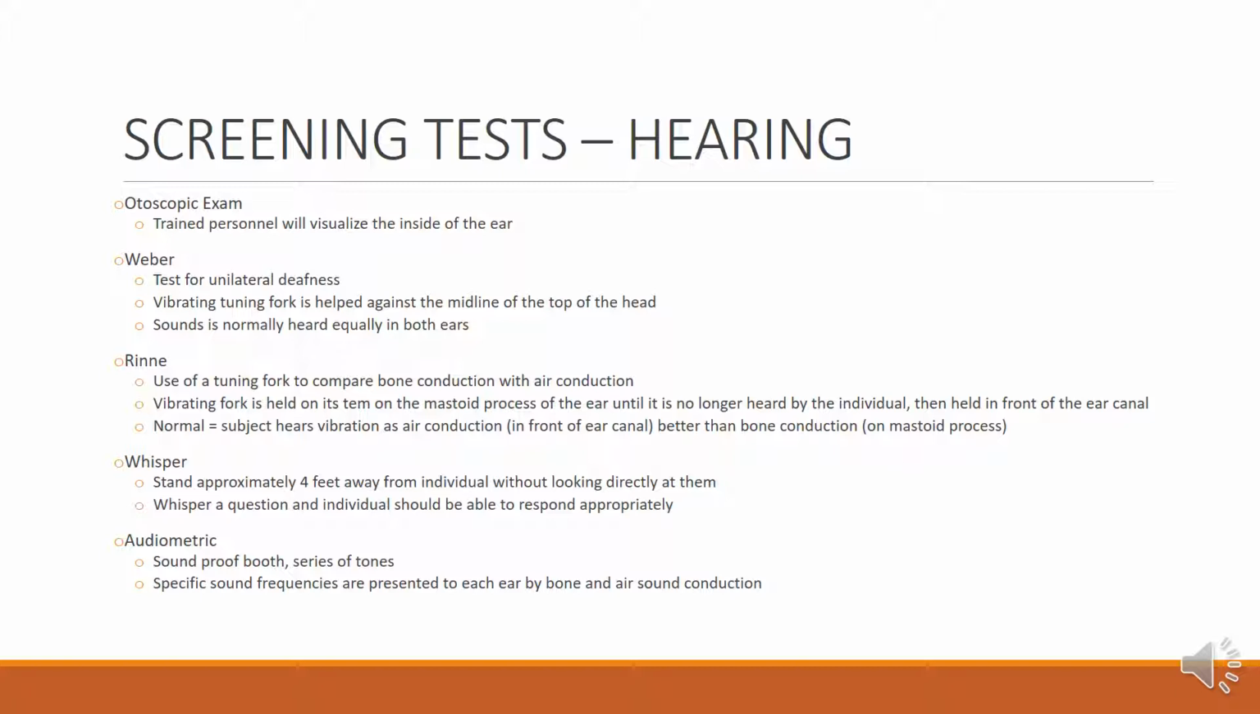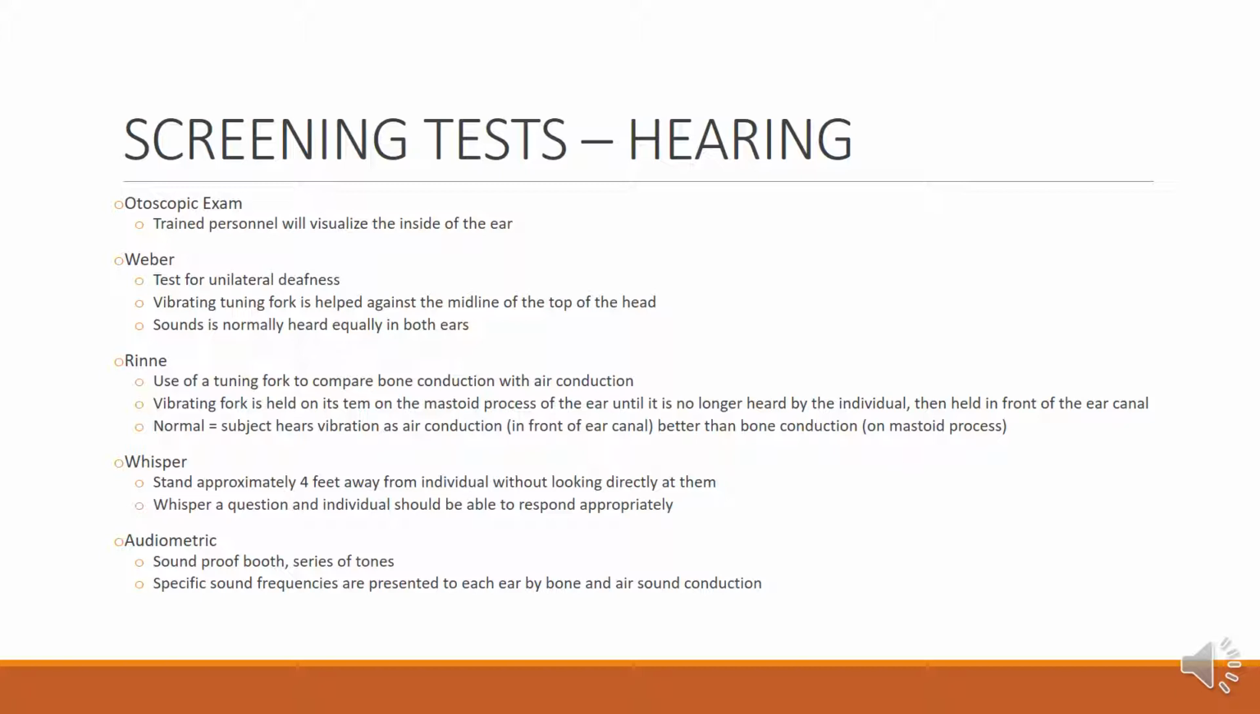The Rinne test, this is used with the tuning fork as well, and it compares bone conduction with air conduction. So they vibrate the fork and then hold it on the mastoid process behind the ear. When it's no longer heard by the individual, they tell you, and it's moved in front of the ear canal. Normally, they should be able to hear it in front of the ear better than they can when it's on the bone. If they move it to the front of the ear and they can no longer hear it, that means that they've had issues with hearing and issues with the air conduction.